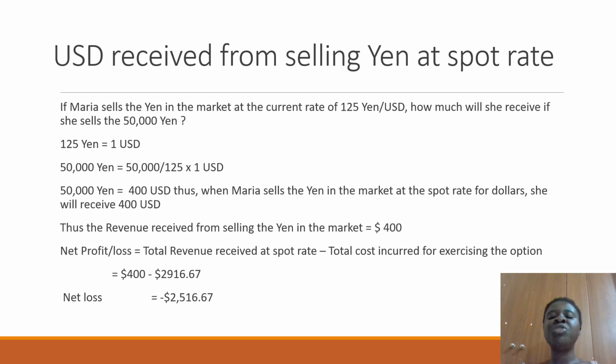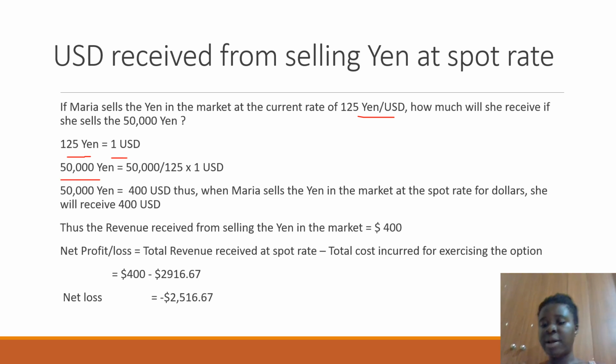So now the exchange rate has changed from 120 yen for $1 to 125 yen to $1. It means for every 125 yen that she has, if she sells it, she's going to receive just $1. You get it? So for every 125 yen that she has, she's going to receive what? $1. So if 125 yen gives her $1, then the entire 50,000 yen will give her what?